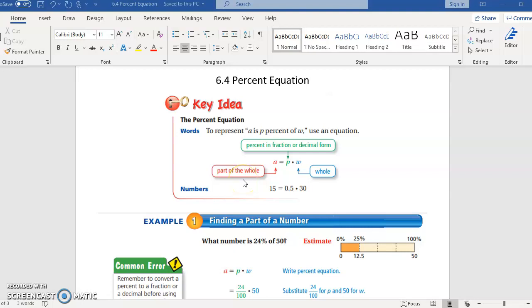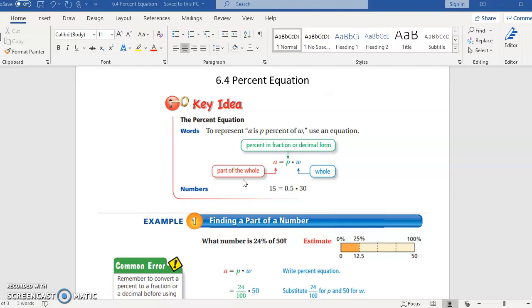Hi, this is 6.4, the percent equation. What we're going to learn in this section is another way to find out what the percent of a number is. So if 6.3 was a little shaky for you or you didn't like it the best, this is another way that you can find out the same information.